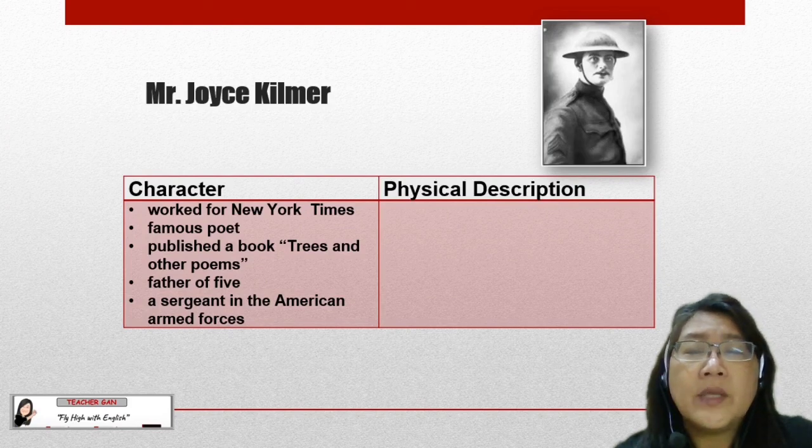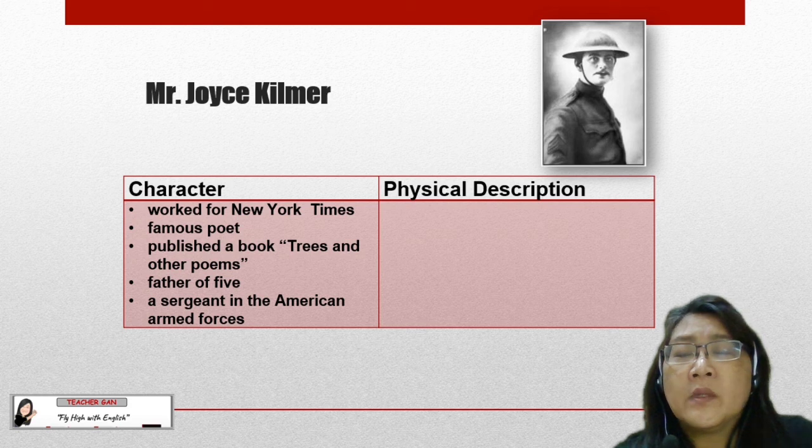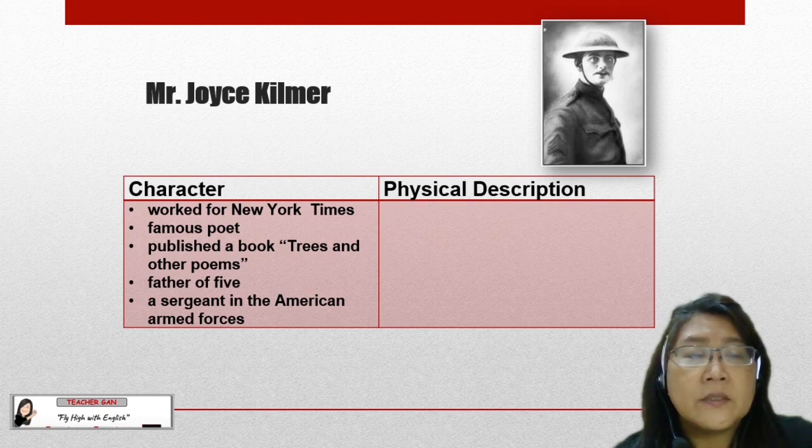Let's now look at the next character, Mr. Joyce Kilmer. Mr. Joyce Kilmer worked for the New York Times. He was a famous poet and he published a book, Trees and Other Poems. He was a father of 5 and a sergeant in the American Armed Forces.